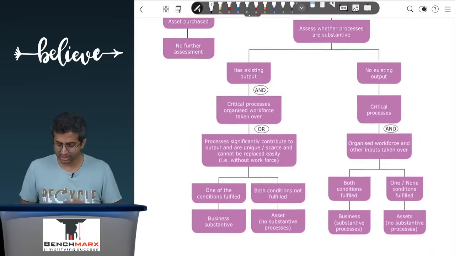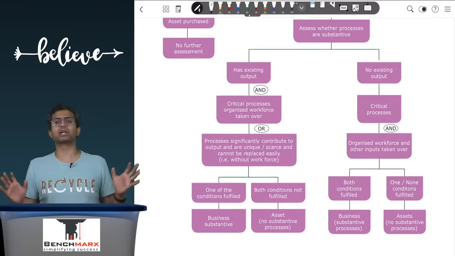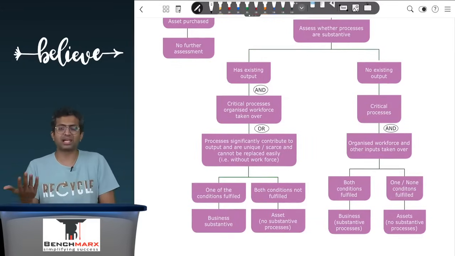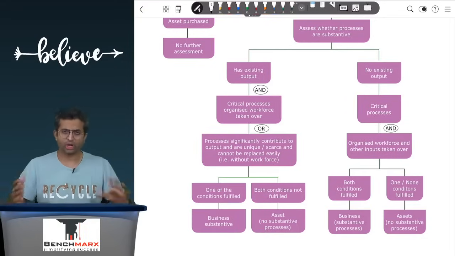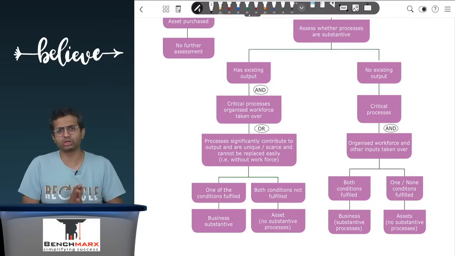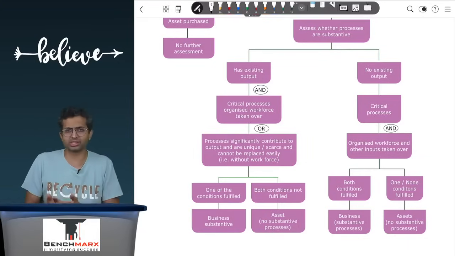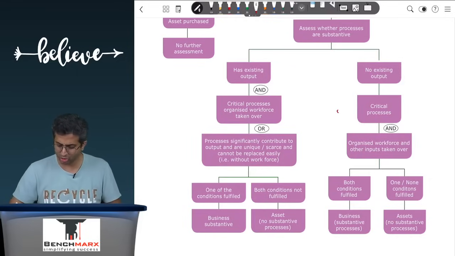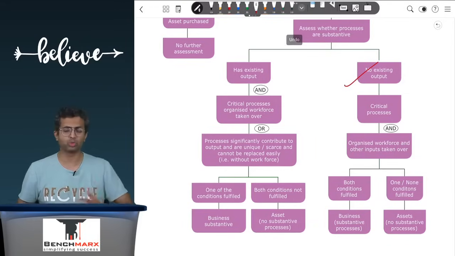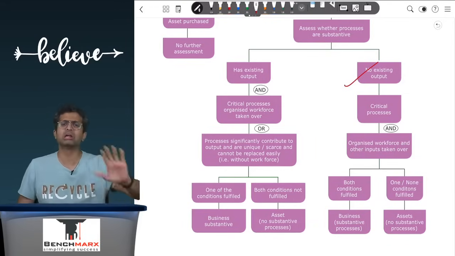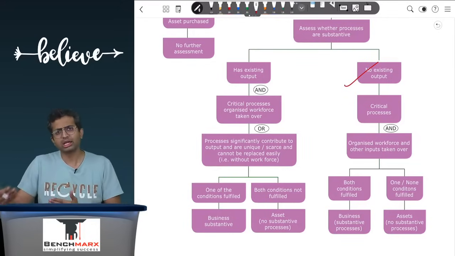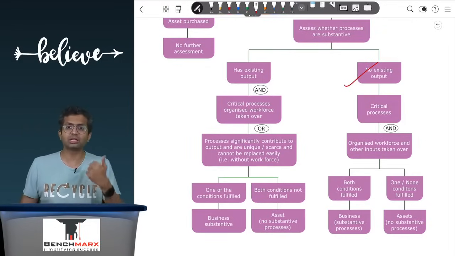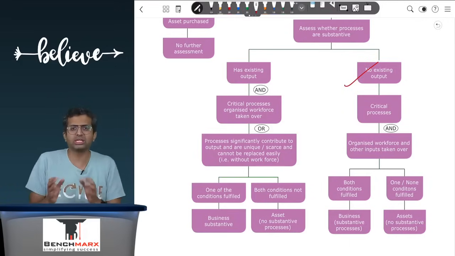When you assess for business, you assess whether there exists substantive processes. This is the most important ingredient when it comes to determination of business. Substantive processes can be for entities, let us say, which have an existing output, or entities which do not have an existing output. Why would an entity not have an existing output over here? Maybe because it is a startup and it is not yet generating any revenue or output, or it was generating revenue and now it has ceased or terminated the business, and hence it does not have any output as of now.